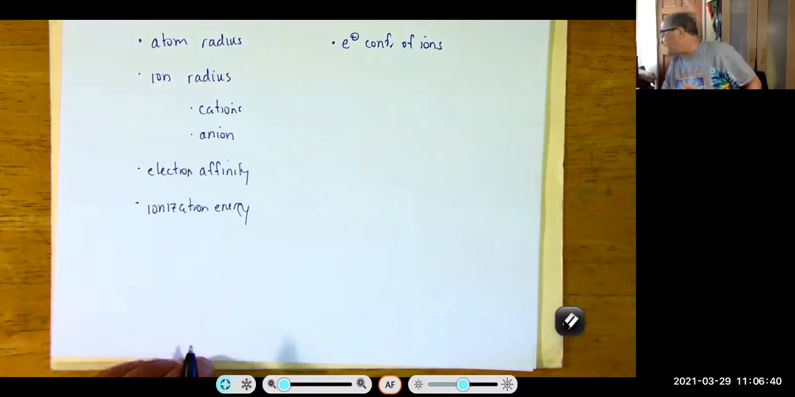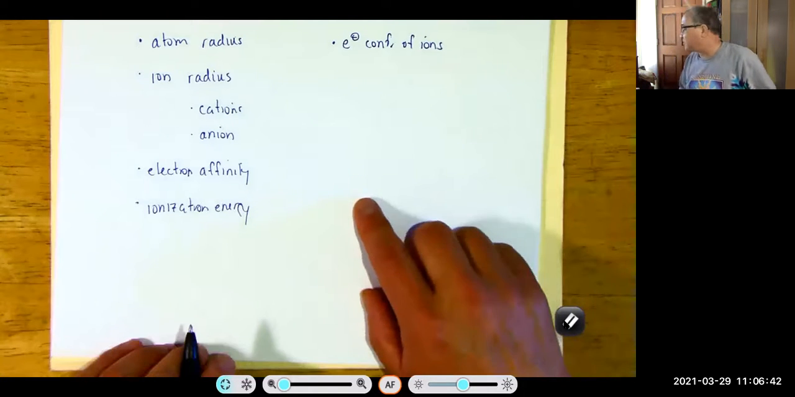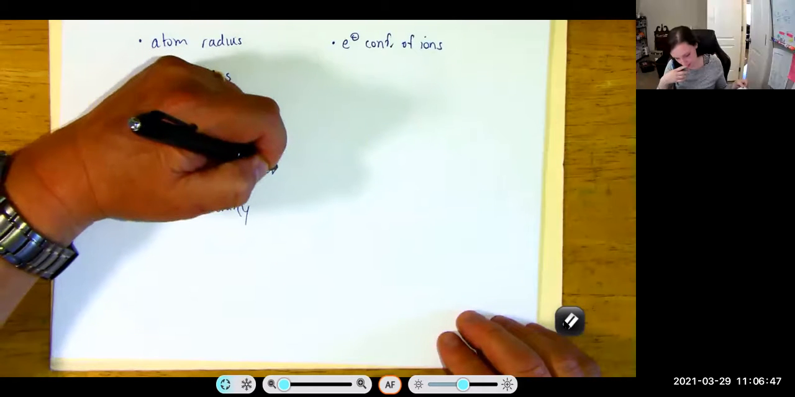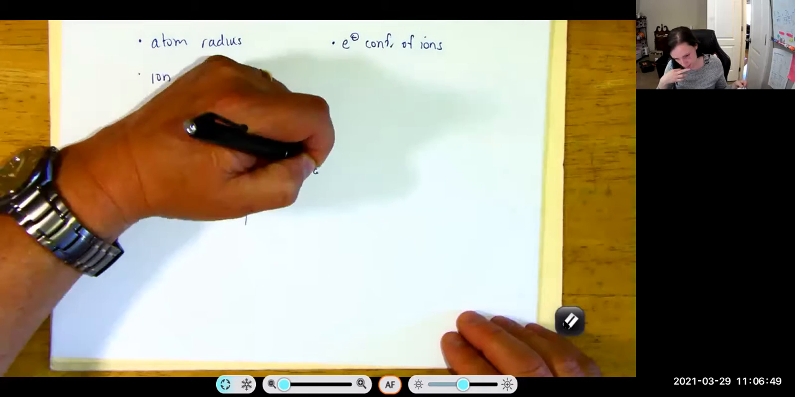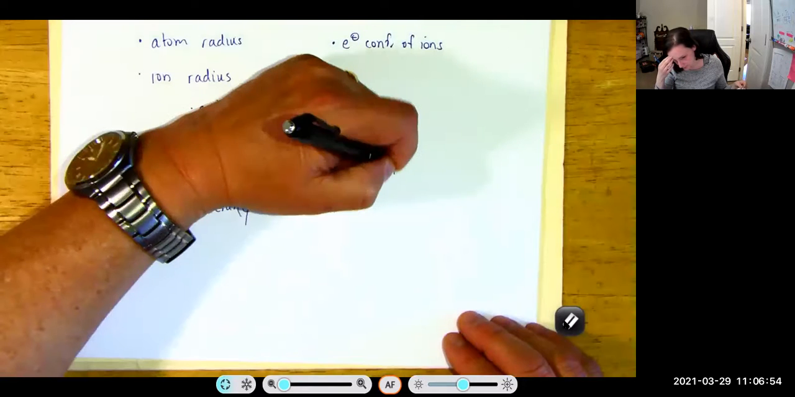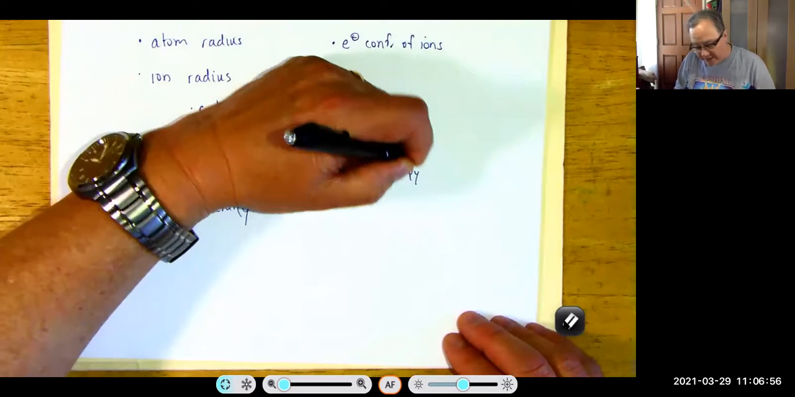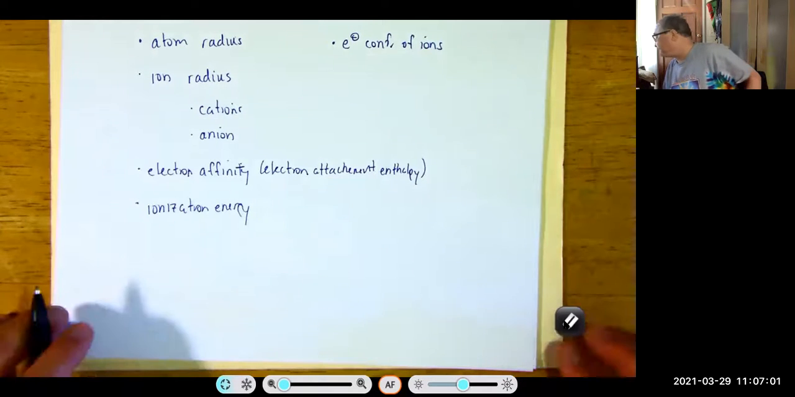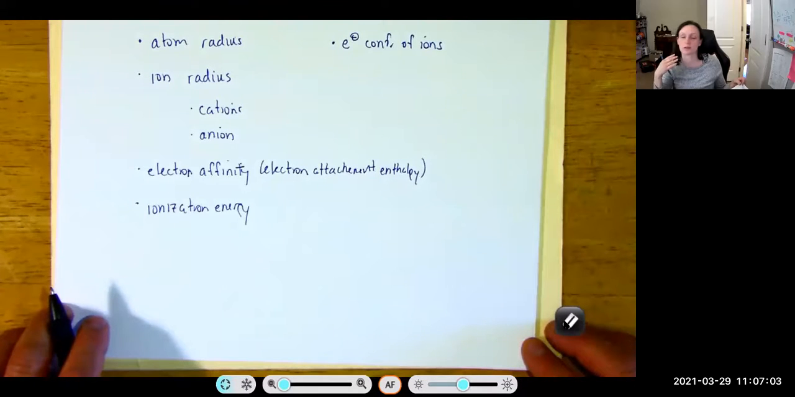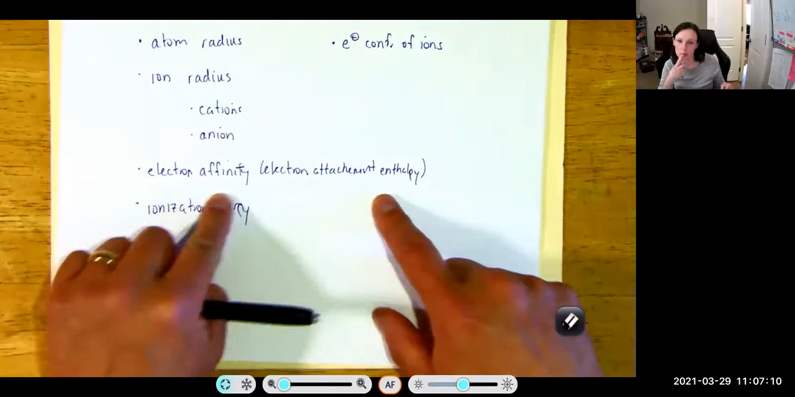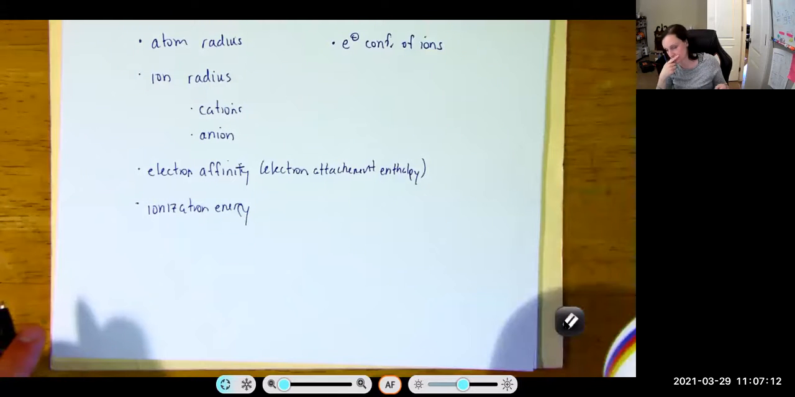They don't call it electron affinity. They call that electron attachment enthalpy. I guess the reason they call it electron attachment is because that's what you're doing: you're attaching an electron. So that affects the bonding. Actually, they're a little bit different, but as far as I'm concerned, we'll treat them the same.